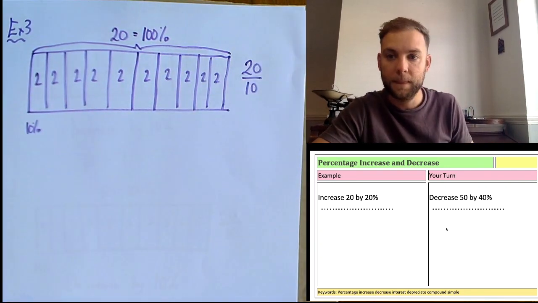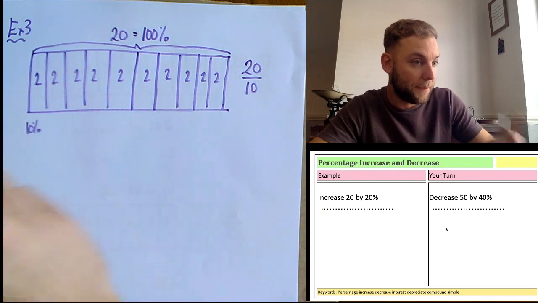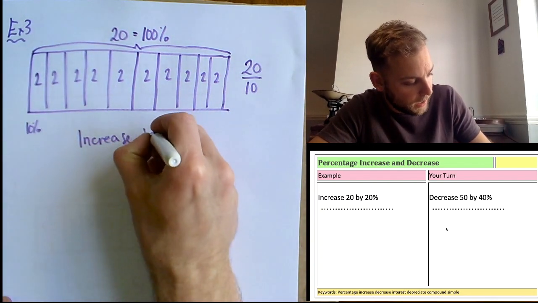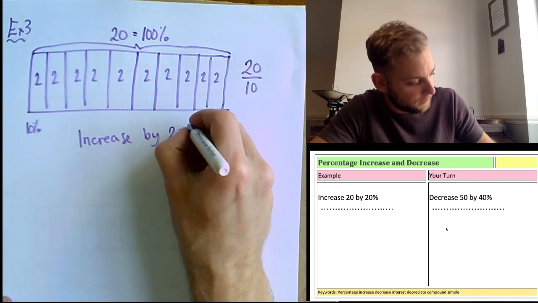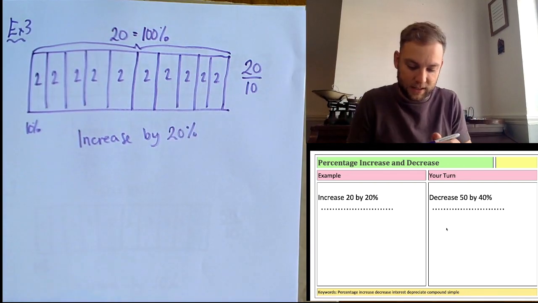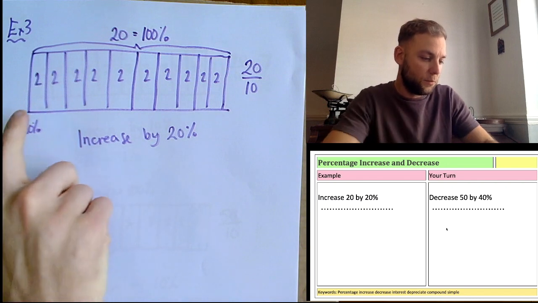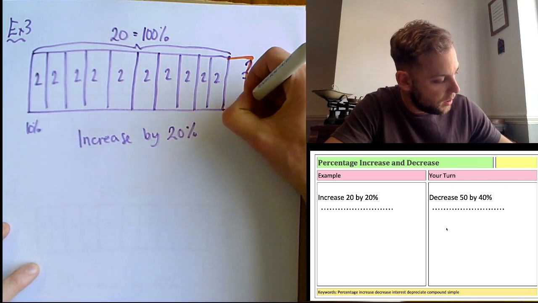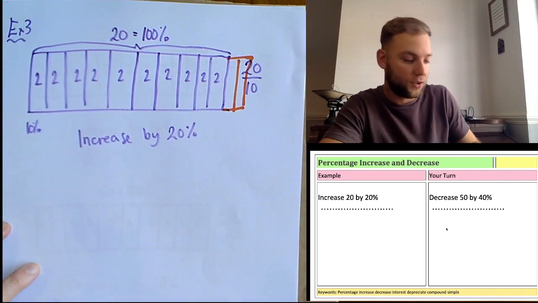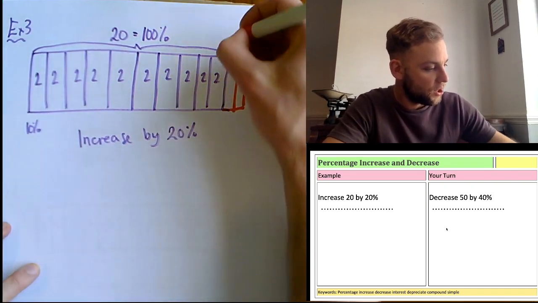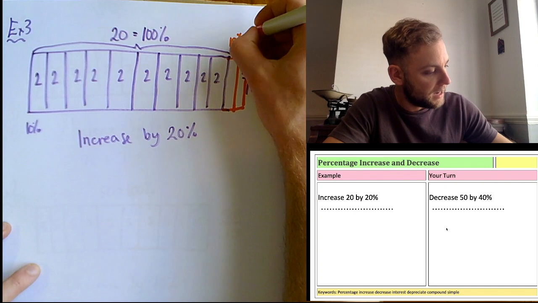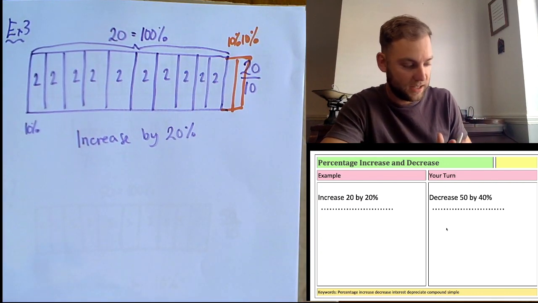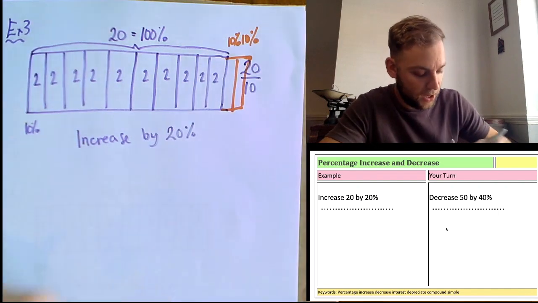Like so. And remember, I'm increasing by 20%. So if I'm increasing here by 20%, well, this is 100%. What do I need extra on here? Well, I need an extra 2, don't I? Because these are all worth 10% each. So I need an extra 10% and an extra 10% there. An extra 20%, which is equal to an extra 2 on here.